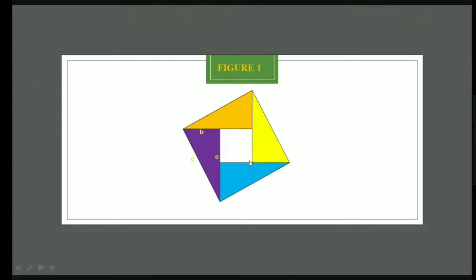So this inner white square is a square of side A minus B units, and the outer four triangles are the right triangles with the sides A, B and the hypotenuse equal to C. Carefully see, this side is also C, this is also C, this is also C and this is also C. A quadrilateral with four sides equal can be either a rhombus or a square.